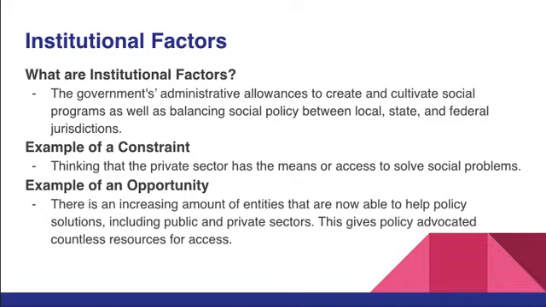An example of a constraint regarding institutional factors is thinking that the private sector has the means or access to solve social problems when they don't. An example of an opportunity regarding institutional factors is that there is an increasing amount of entities that are now able to help policy solutions, including public and private sectors. This gives policy advocators countless resources for access.